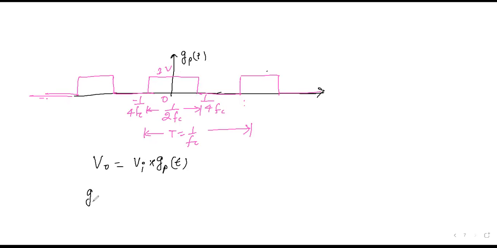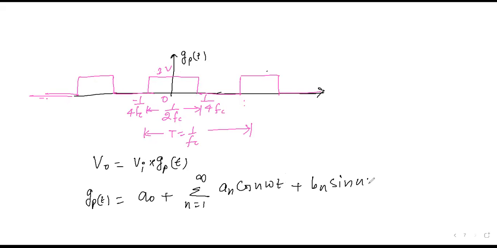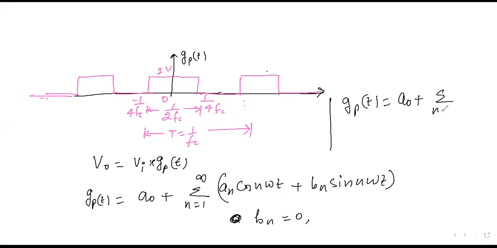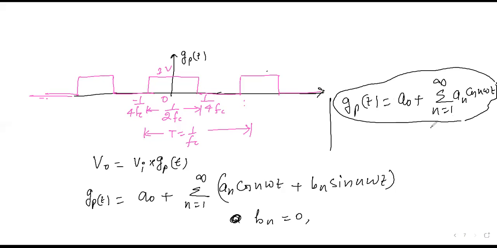So g(t) can be written here. This is A0 plus summation running from n equal to 1 to infinity an into cos of n omega t plus bn into sine of n omega t. And as you know that this is an even function, so for the even function bn equal to 0. So g(t) is nothing but A0 plus summation running from n equal to 1 to infinity an cos of n omega t. Got it, my dear friends? Is it clear? Please write each and everyone. Clear or not?